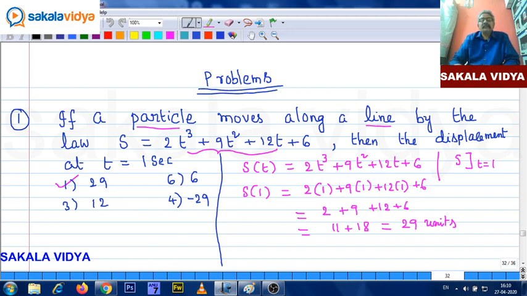Yesterday in rate measure we started one problem, after that due to power failure we could not continue the class. So, today we will continue the session. This is the new chapter, rate measure. Already the concepts have been discussed yesterday itself. If you want the concepts, please do watch yesterday's video.